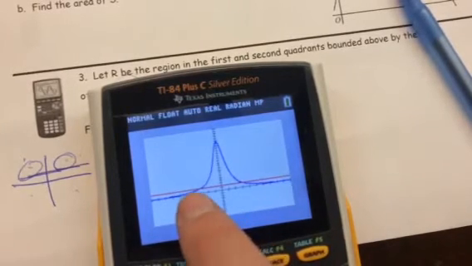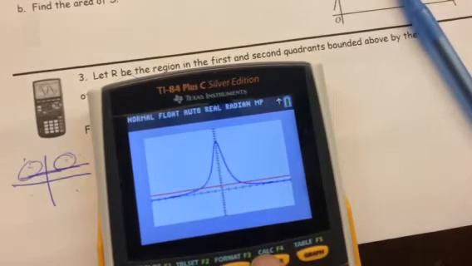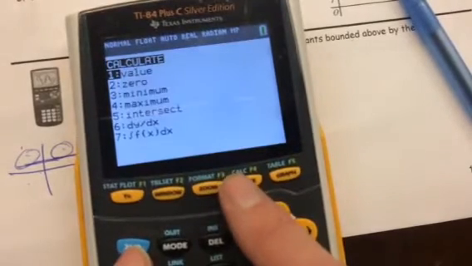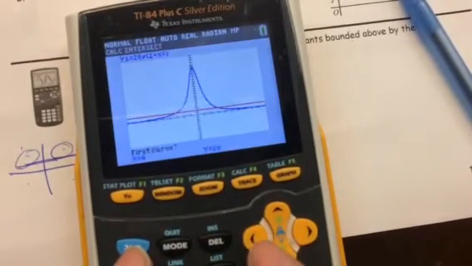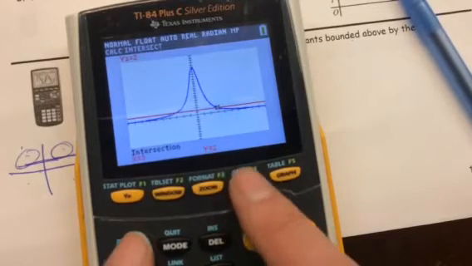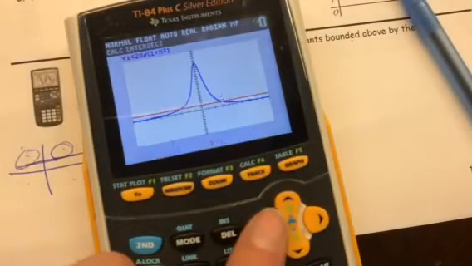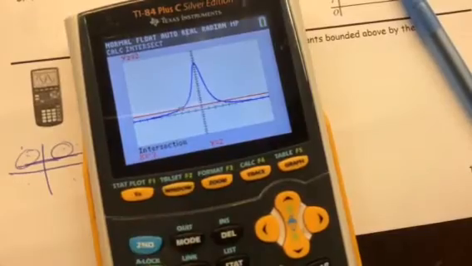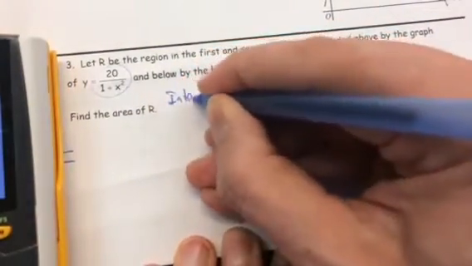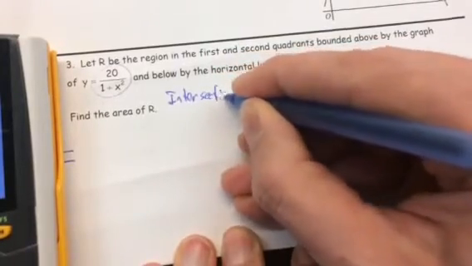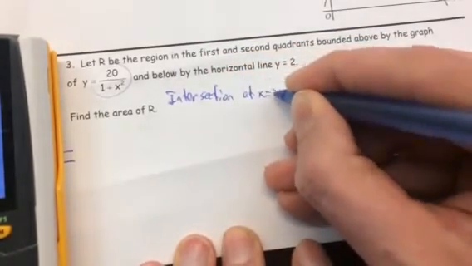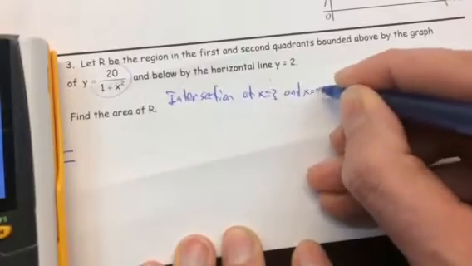And the only thing we need to do is find these intersections. So we press second, calc, intersect, enter, enter, enter. And it tells us one of the intersections is when x equals 3. Enter, enter. You have to move it over so the guess is closer to this one. Enter. The other intersection is x equals negative 3. So, we want to write this down, the intersections, this can't just come out of nowhere, at x equals 3 and x equals negative 3.